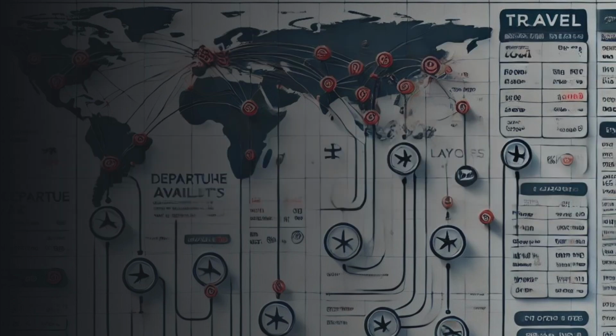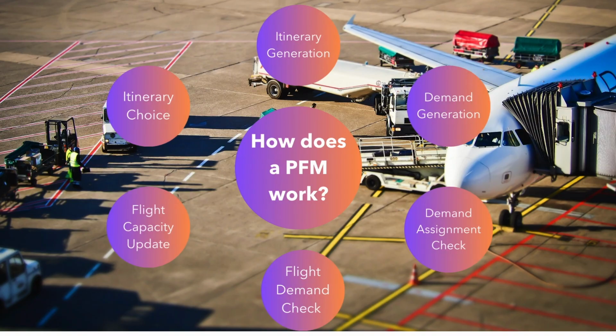The PFM operates by simulating the booking process over the entire schedule. Step 1 of the PFM is demand generation, which means for each city pair, demand is generated randomly based on market size. The second step is itinerary generation, in which feasible itineraries for the selected city pair are created. In the third step, the itinerary choice is made, where the model selects itineraries based on probabilities derived from the choice set. In the fourth step, the flight capacity for each flight is updated. The fifth step is to check if a flight is fully booked, and if so, it is removed from subsequent itineraries. Lastly, the model checks for demand assignment and continues the process until all demand is assigned.